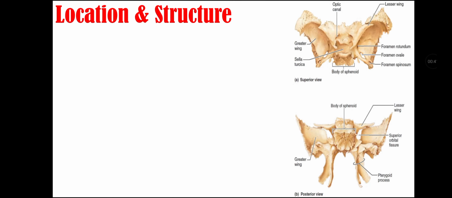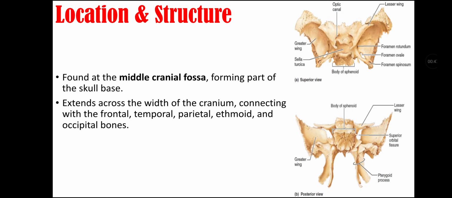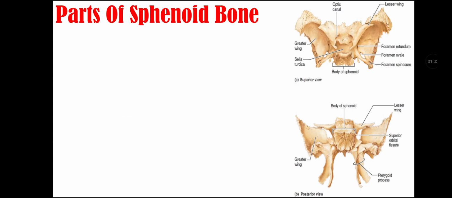Location and structure of sphenoid bone. It is found at the middle cranial fossa forming part of skull bone. It extends across the width of the cranium, connecting with the frontal bone, temporal bone, parietal bone, ethmoid bone, and occipital bones. It resembles a butterfly or bat shape with a central body and two pairs of wings.